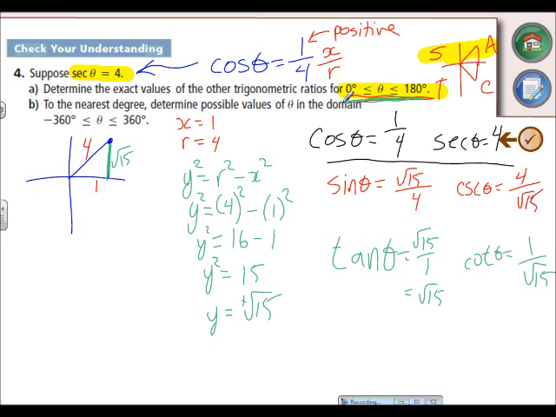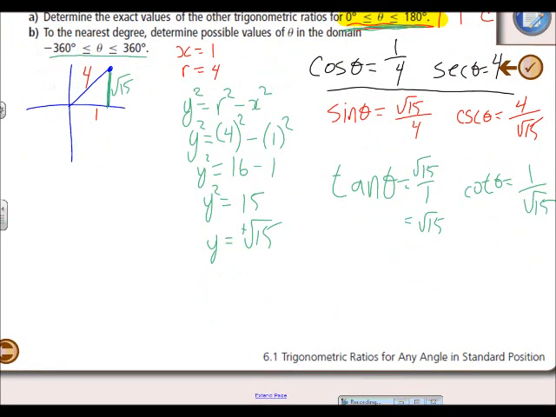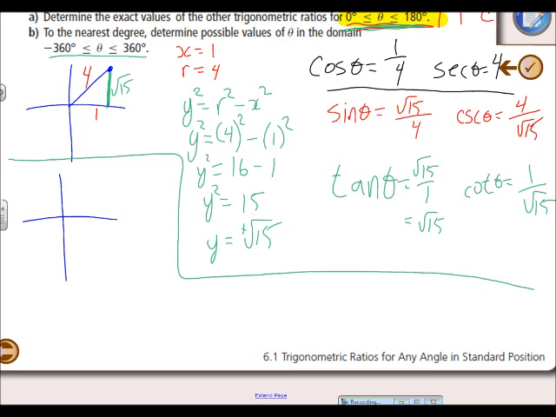All right, now we have to find out how many different places this could occur. We're now not bound by 0 to 180. We're going from negative 360 to positive 360. We're allowed to go one time around positive and one time around negative. Let's draw that. We've got cosine equal to 1/4. Cosine is positive in quadrant 1, as we just did in the first part, but also in quadrant 4.